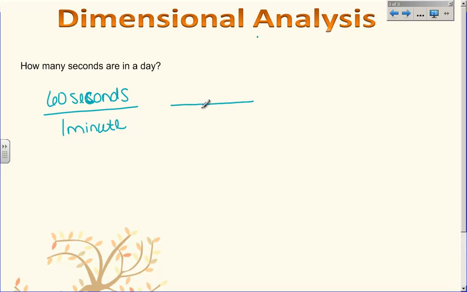I also happen to know that there are 60 minutes in 1 hour. And so now what has happened is these units and these units match one another. And so if I were to multiply these two ratios together, my minutes, the units themselves, would cancel each other out. And I'm left with seconds per hour. Well, that's not what I want. I want seconds per day. So I've got to keep going.